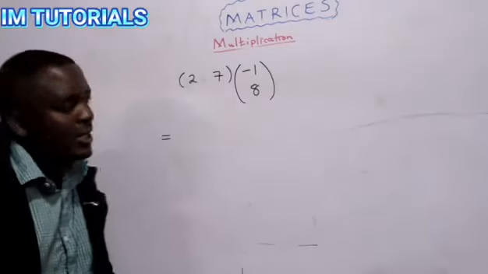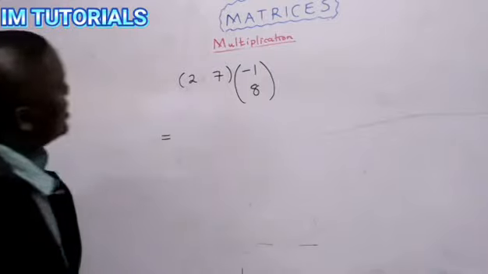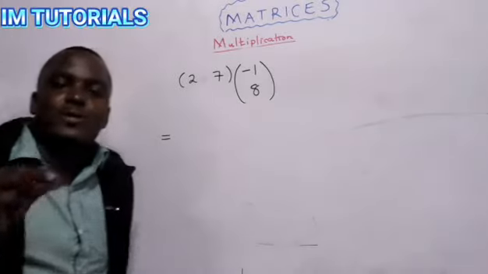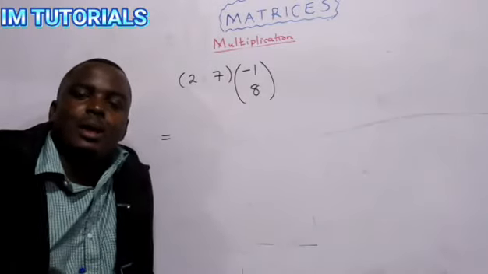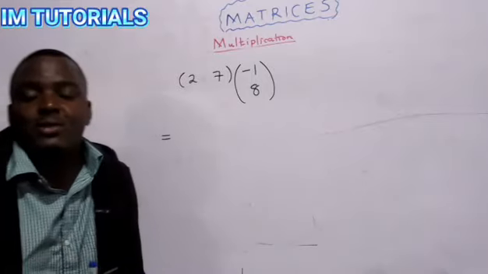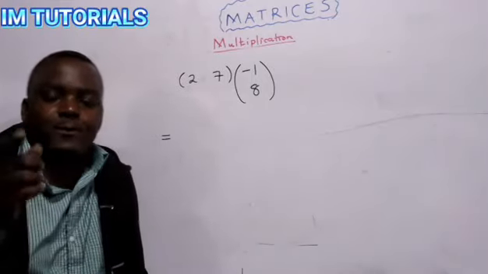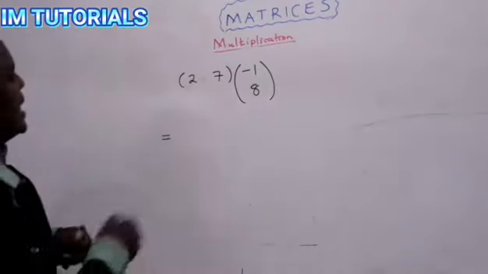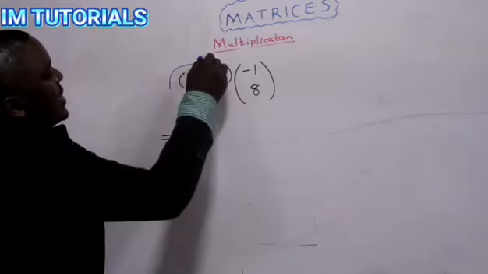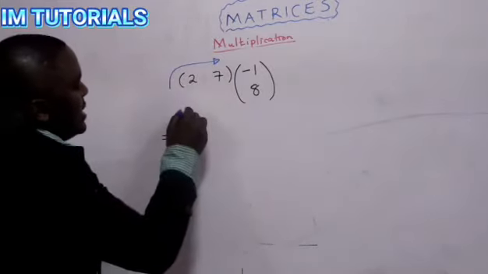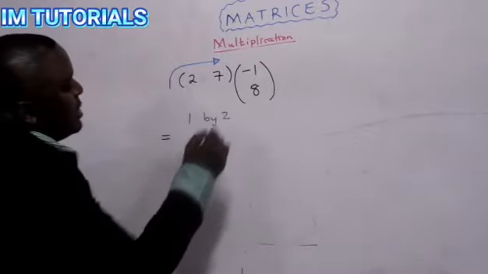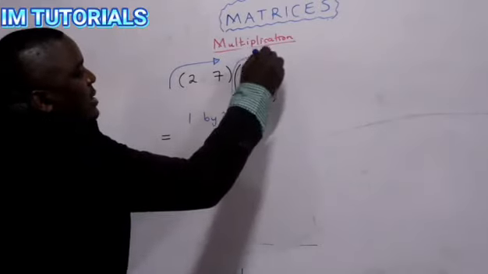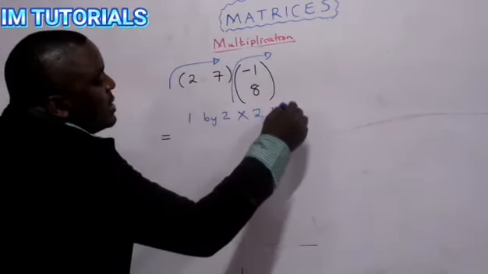Welcome back to the fourth question. We are given 2, 7 times minus 1, 8. So before you multiply matrices, analyze the order of the given matrix and forecast the final answer, the order of the output. Right. So, using the trick that I taught you, this is a 1 by 2 matrix. Which is going to multiply a 2 by 1 matrix.